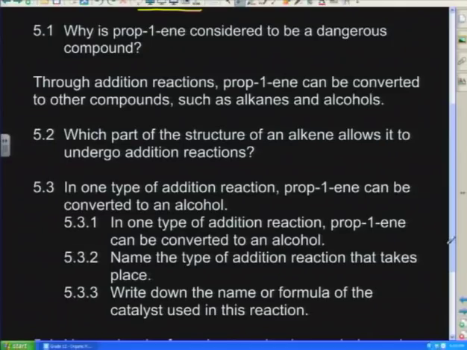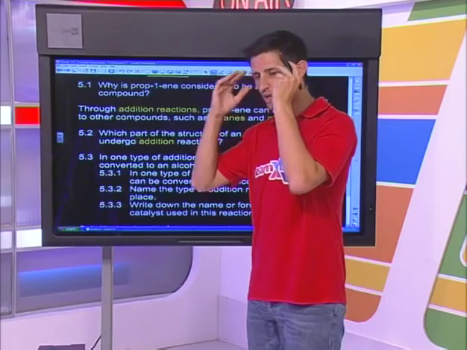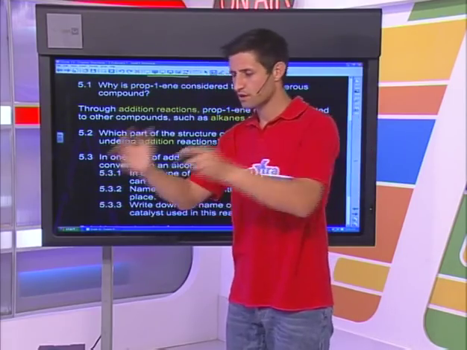Now it says, through addition reactions. There we go. There's my first clue. So addition reactions over there. It says prop-1-ene can be converted into other compounds, such as alkanes. There we go. There's my first set of products. And alcohols. Now it says, which part of the structure of an alkene allows it to undergo addition reactions? So I want you to say, okay, well, addition. Well, I've got 2 reactants, 1 product.